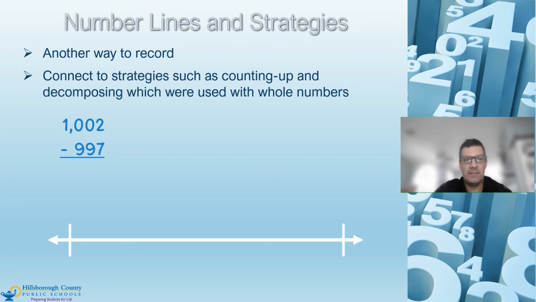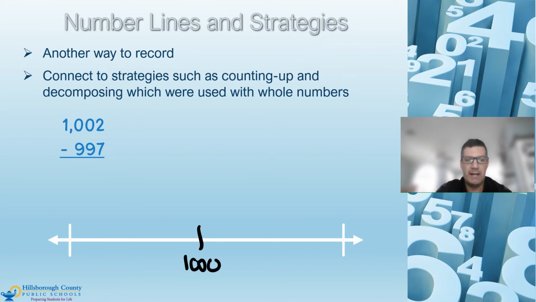We also want to connect back to strategies that kids use with whole numbers. Think about this, 1002 minus 997. I know a lot of you are like, oh, there's so many zeros, there's so much crossing off and regrouping. They're going to have a bad time with that, right?